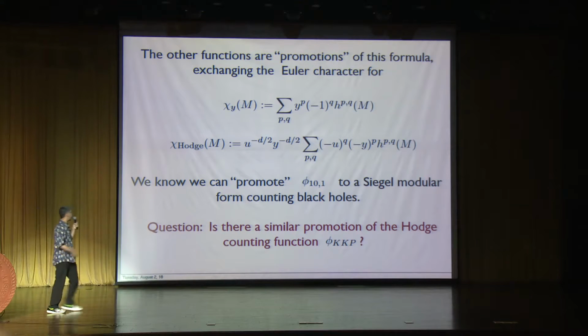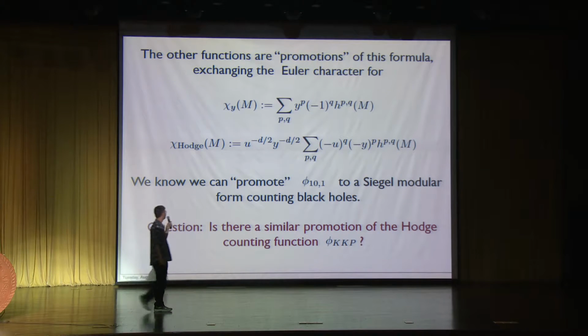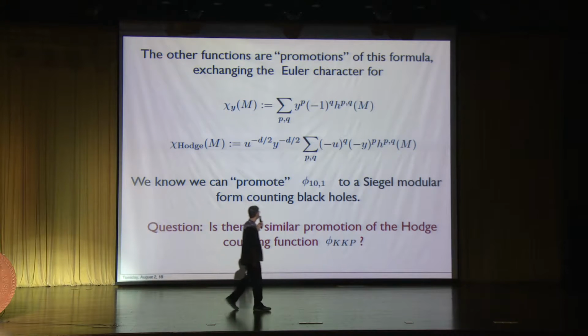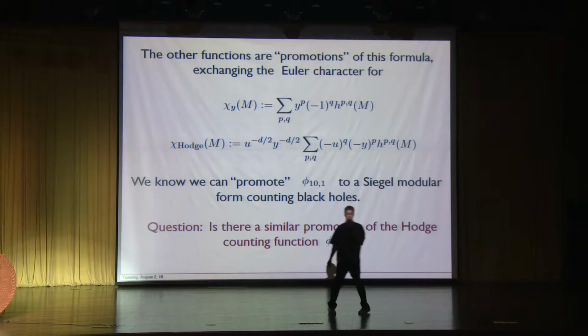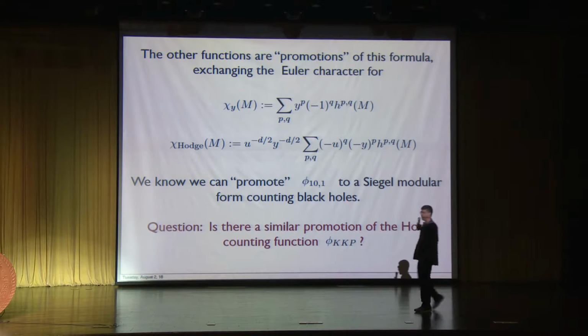And the other functions are somehow promotions to include more information. So phi 10(1) promotes the Euler character to something called the Hirzebruch genus. And finally, this function of Katz et al. counts the Hodge polynomial of the symmetric powers of K3.